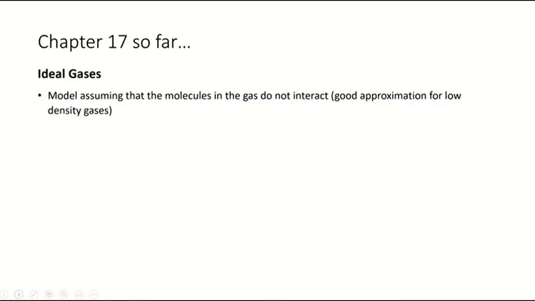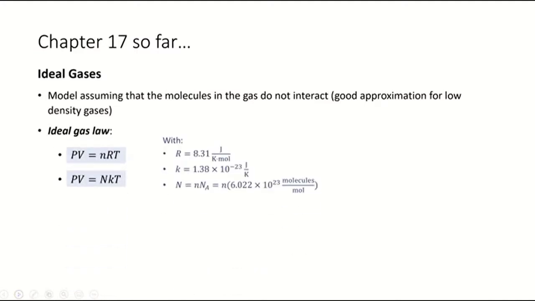So let's start with a quick review of what we've learned about ideal gases so far. Remember, the ideal gas model is a model that assumes that molecules in a gas do not interact, which is a really good approximation for real gases that have low density. Then we learned that the pressure equation of state for an ideal gas is given by the ideal gas law. So we have two forms that we can deal with in this class.